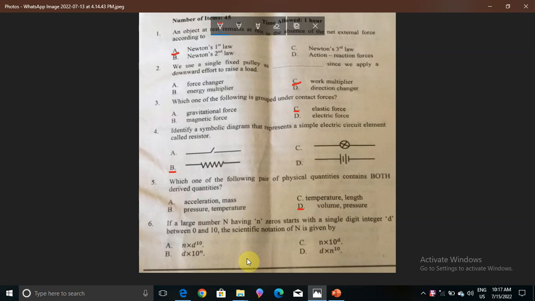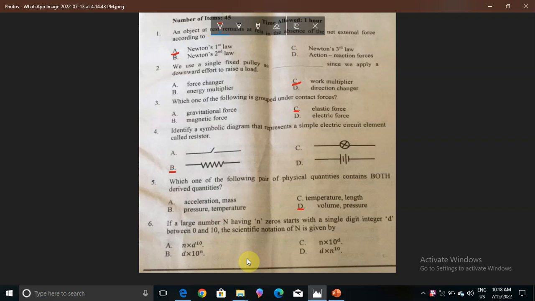Now question number 6 says if a large number n having n zeros starts with a single digit integer d between 0 and 10, the scientific notation of n is given by what? N times d to the power of 10, or d times 10 to the power of n, or n times d to the power of times 10 to the power of d, or d times n to the power of 10.